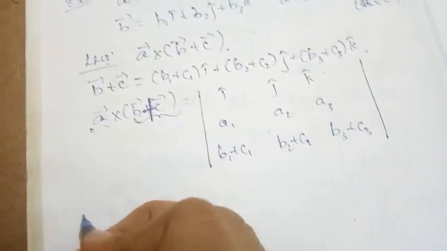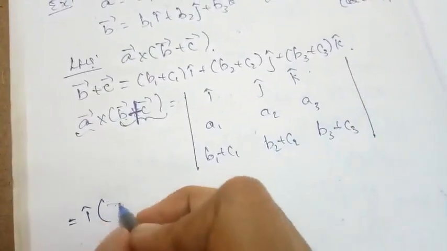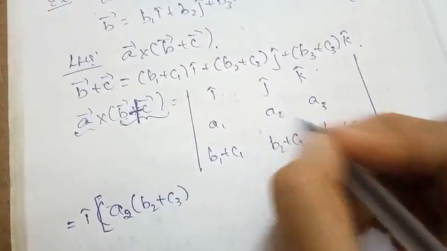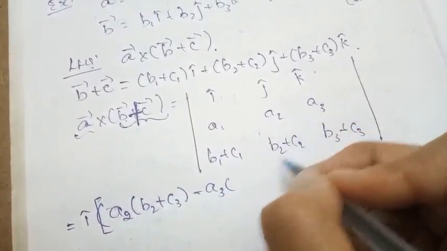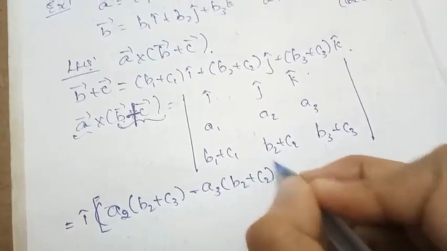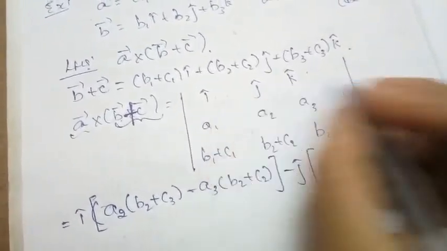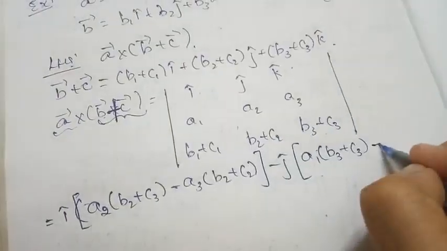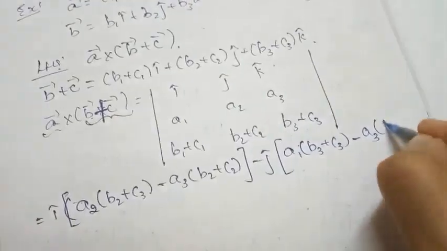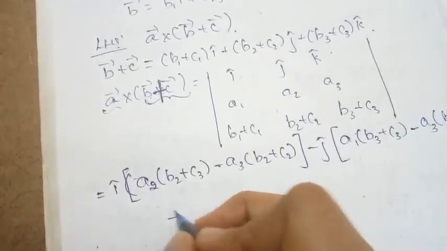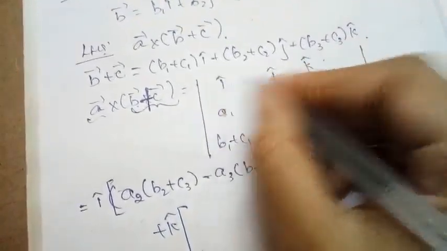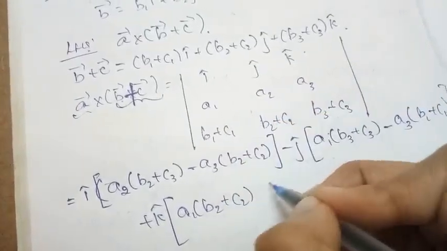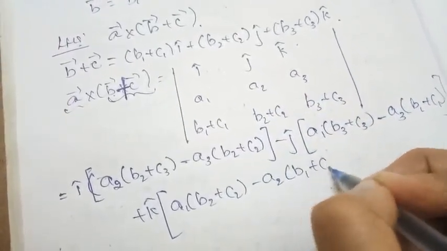Now I am expanding this along the first row. That is i cap times (a2 into (b3 plus c3) minus a3 into (b2 plus c2)), minus j cap times (a1 into (b3 plus c3) minus a3 into (b1 plus c1)), plus k cap times (a1 into (b2 plus c2) minus a2 into (b1 plus c1)).